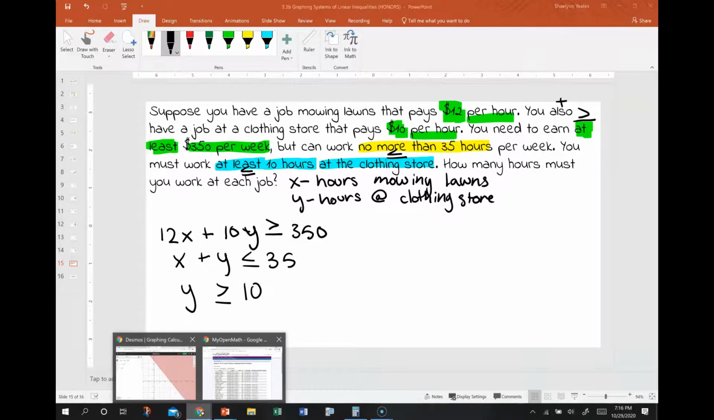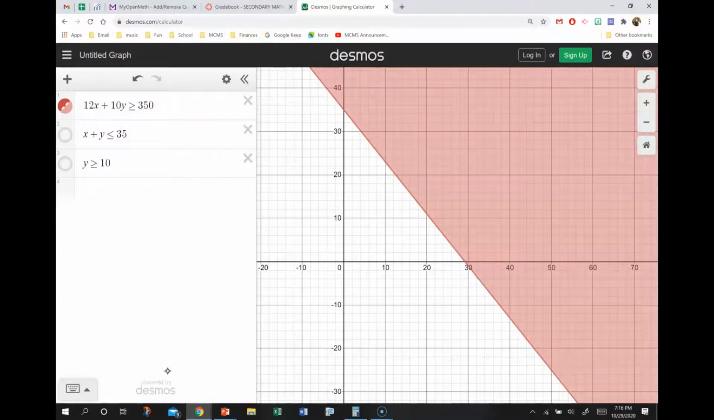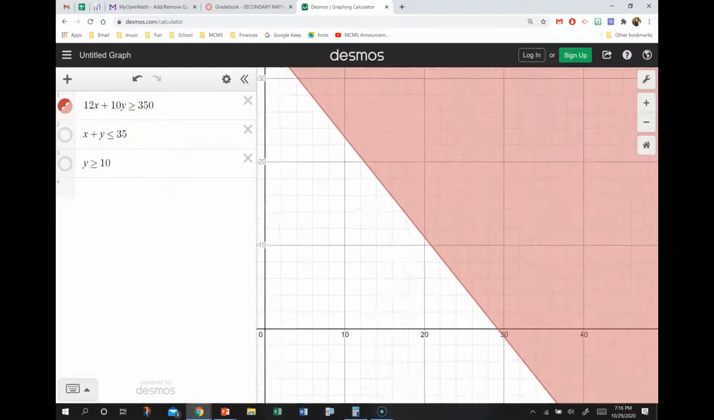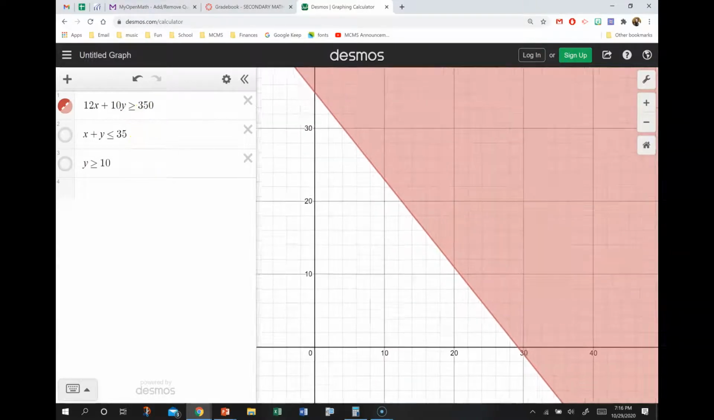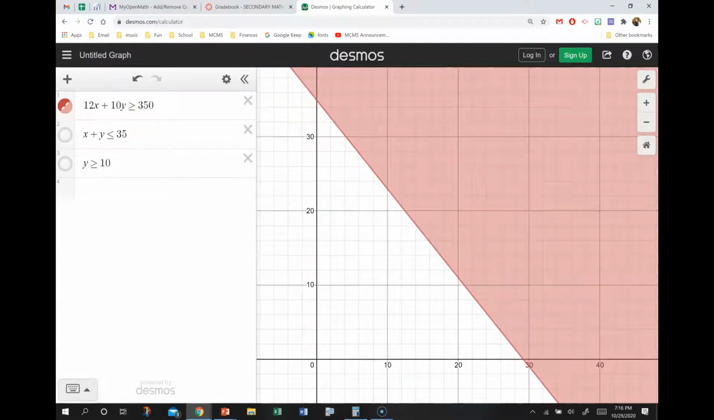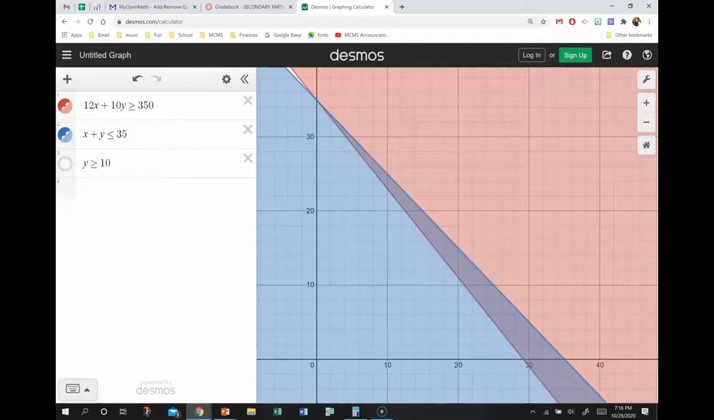And because I want to save us some time, I graphed it in Desmos. So here in Desmos, we notice we have 12x plus 10y is greater than or equal to 350. If you notice, that's kind of cool. Looks like this. It's about 35. Okay, cool. All right, so then let's graph x plus y is less than or equal to 35.